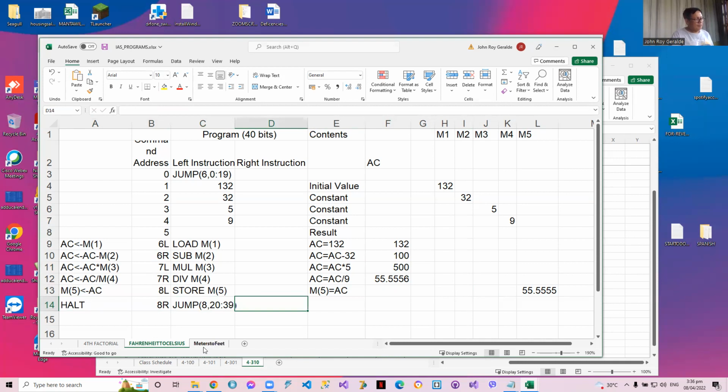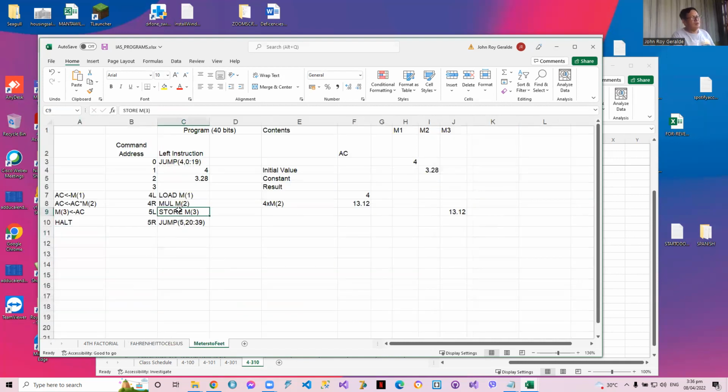Okay. Before I discuss that problem of L and R, let us load the meters to feet. This is 4 meters. I'm sorry, back. This is 4 here. It's 3.28 here. We'll store the result on M3. We load M1, so AC becomes 4. We mul M2, it becomes 3.28. 4 times M of 2. And then store M3, we store the result here, and then we halt. Any questions so far?